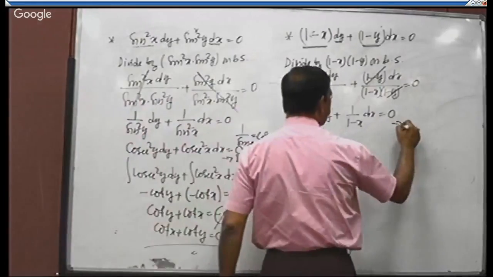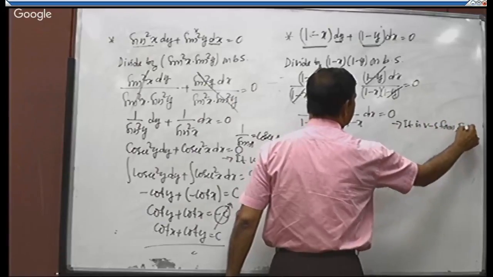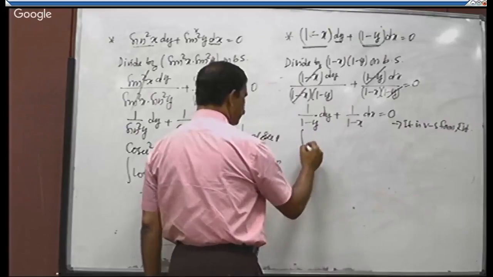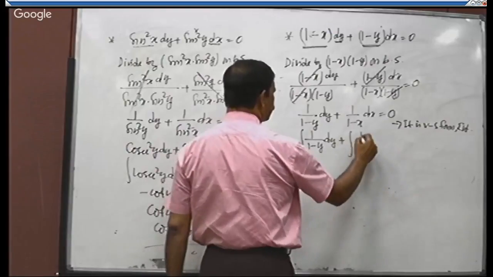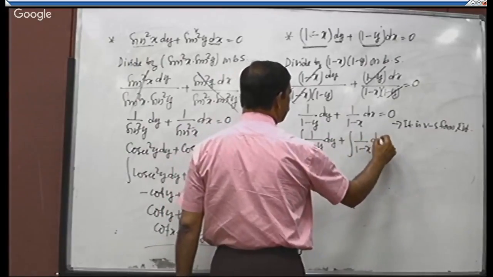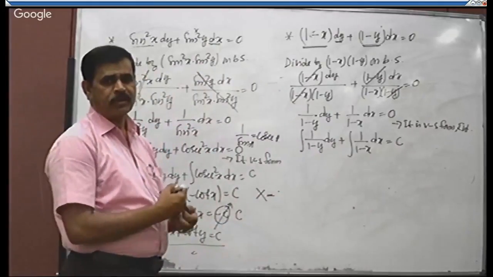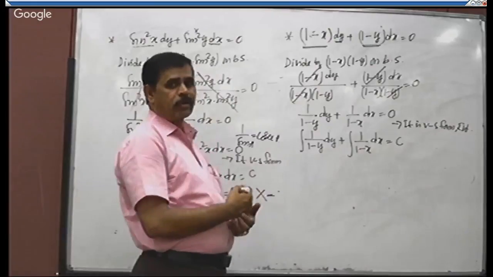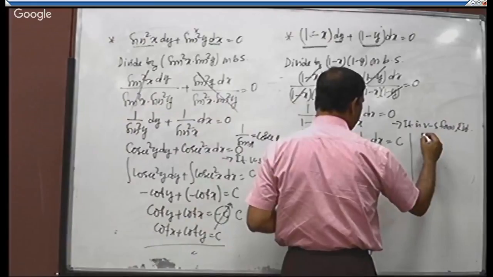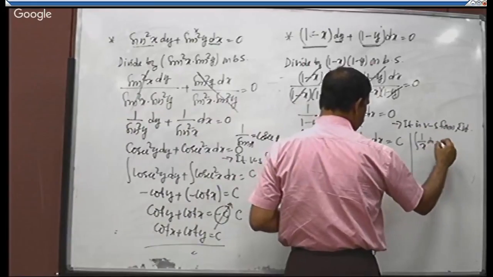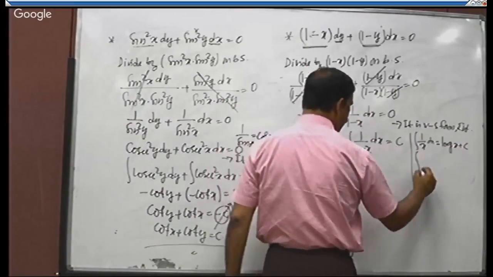It is variable separable form. Then integrate it. On integrating, see, integration of 1 by 1 minus y into dy plus integration of 1 by 1 minus x into dx is equal to c. C is constant of integration. What is integration of 1 by 1 minus x? As we know that integration of 1 by x is what? Log x, correct? So it is of the same form.